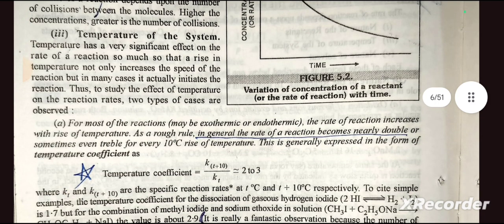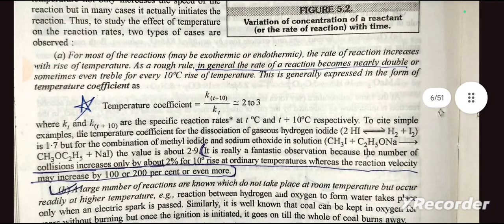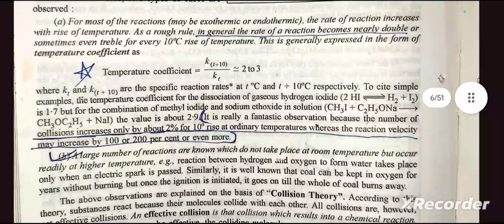Third, temperature of the system. Temperature has a very significant effect on the rate of reaction, so much so that a rise in temperature not only increases the speed of reaction but in many cases it exactly initiates the reaction. Thus, to study the effect of temperature on the reaction rates, two types of cases are observed.